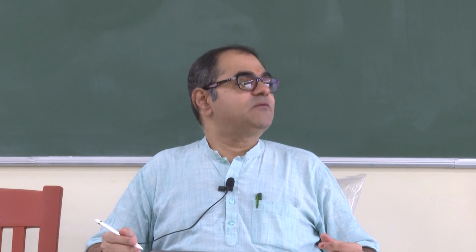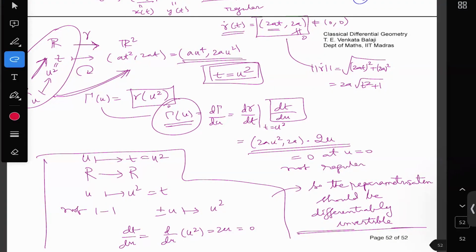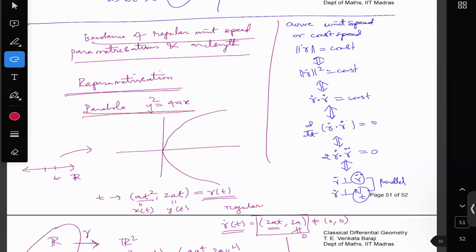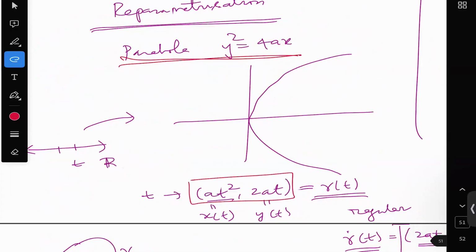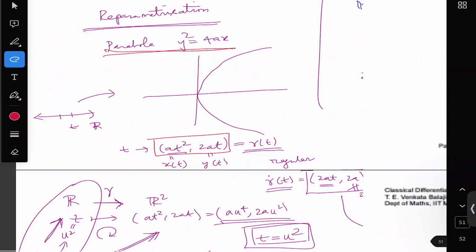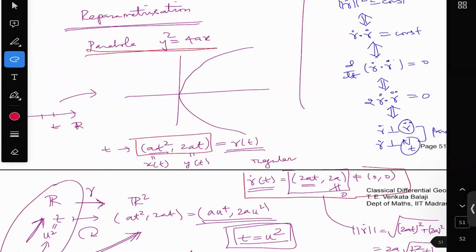So I was trying to explain what this reparameterization is all about. In general, I gave you one example where parameterization can go wrong. Let me just recall that, as it is the starting point of this. If you take our good old parabola, the parameterization is given by (at², 2at). This is of course a regular parameterization, because if you differentiate with respect to t, the velocity vector is (2at, 2a), and because of this 2a which is not 0, the velocity vector is not 0, so it's a regular parameterization.